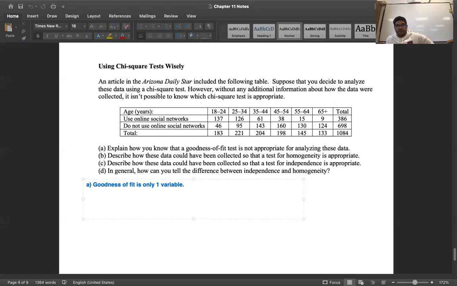And for part C, how do we use tests of independence? We would take 1 random sample from the population and ask every member about their age and whether or not they use social media or social networks. This seems like the most reasonable method for collecting data. So a test of association or independence is probably the best choice. The thing is that we don't know for sure until we know how the data was collected.